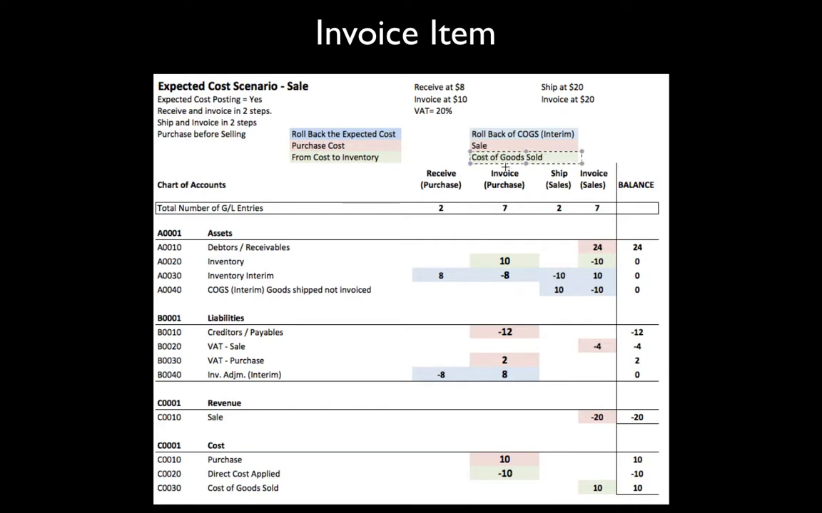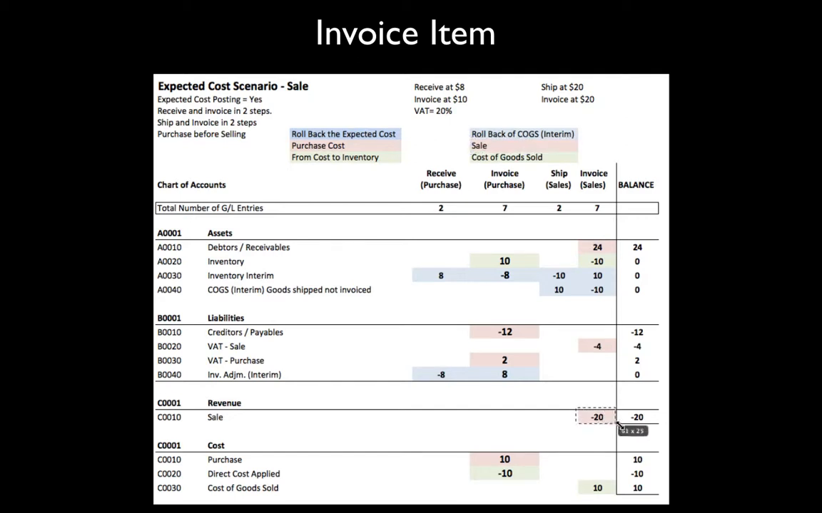The second part, which is the green entries, are the actual cost of goods sold. So you could say that the actual cost of goods sold replaces what we expected in the previous section. The cost of goods sold will reduce our inventory here, and it will post some cost of goods sold here.